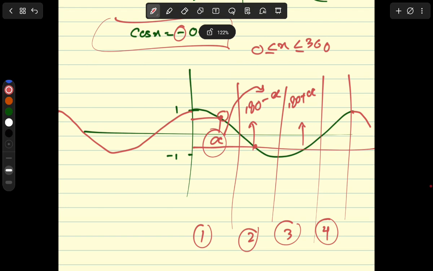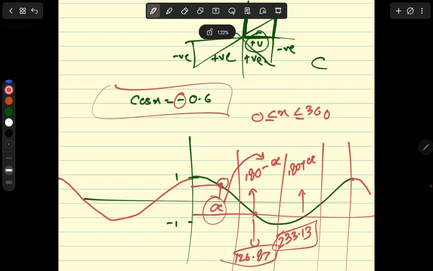I think that's going to be 53.13. So 180 minus 53.13 is going to be 126.87, I suppose. And in the third quadrant, this is going to be 180 plus alpha, which is plus 53.13. That is going to be 233.13. Okay, so that's how you had to solve this equation.